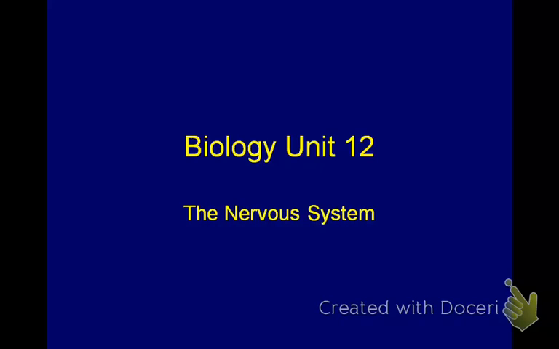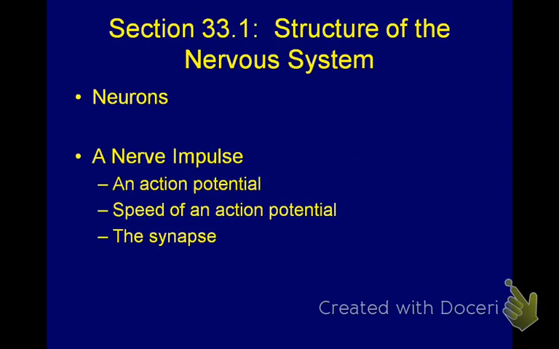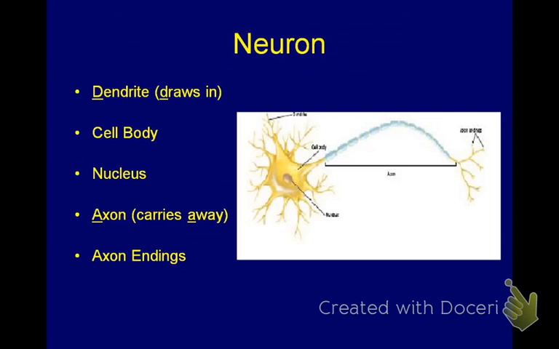We have 2 more units till the end of the school year. The first one is the nervous system. We're going to first talk about how the nervous system is put together. The building block of the nervous system are neurons, nerve cells. And that's what you see in this drawing here.